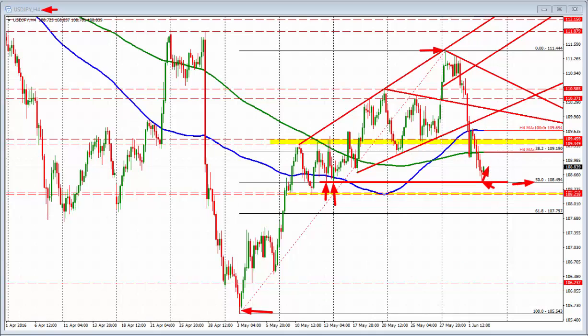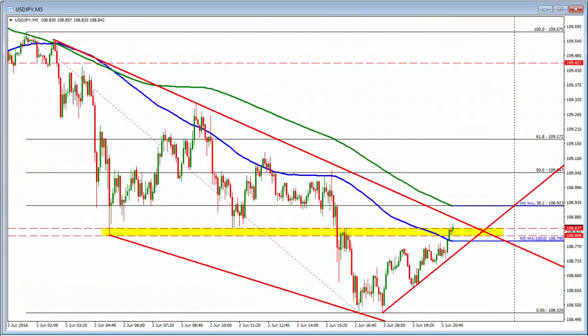So this is a 4-hour chart. What does it look like on the 5-minute chart? Why the 5-minute? Because you want to see the price action. You want to see the testing of that 50% retracement level here. And not only did we test it once, but we tested it twice. So that's always a good sign, to see the buyers showing up once and twice, and it helps to push the market to the upside.